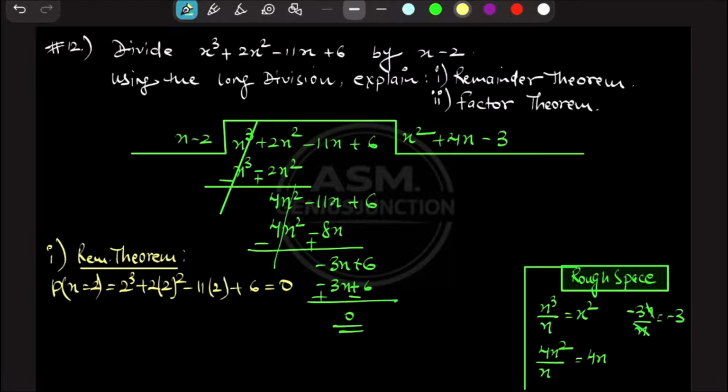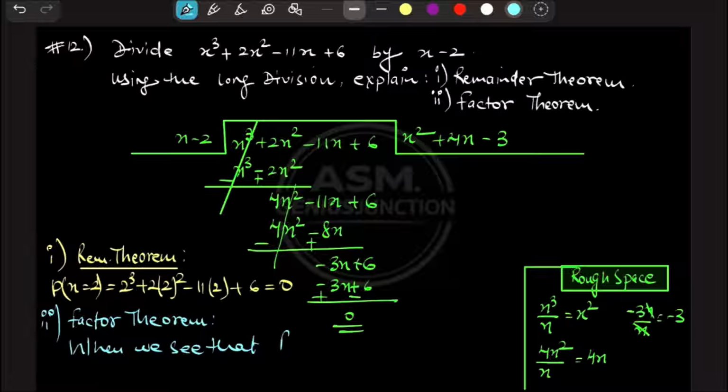Now there is a second part of this question as well, which says factor theorem. What is factor theorem? When we see that the remainder is equal to 0, then the divisor, the polynomial by which we are dividing, is a factor of p of x.